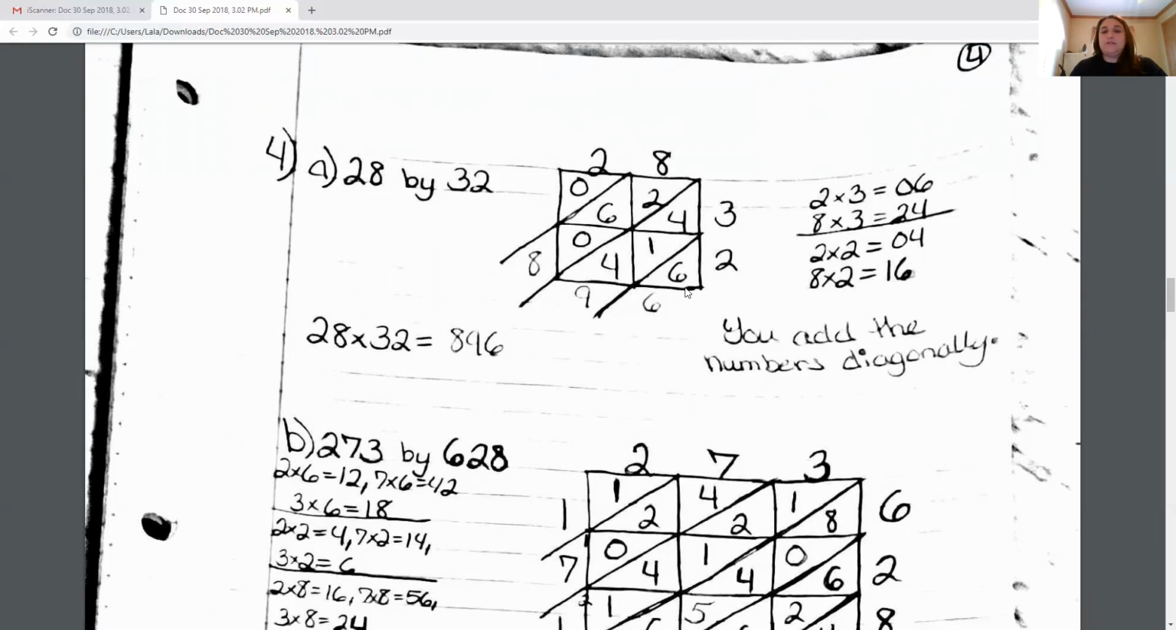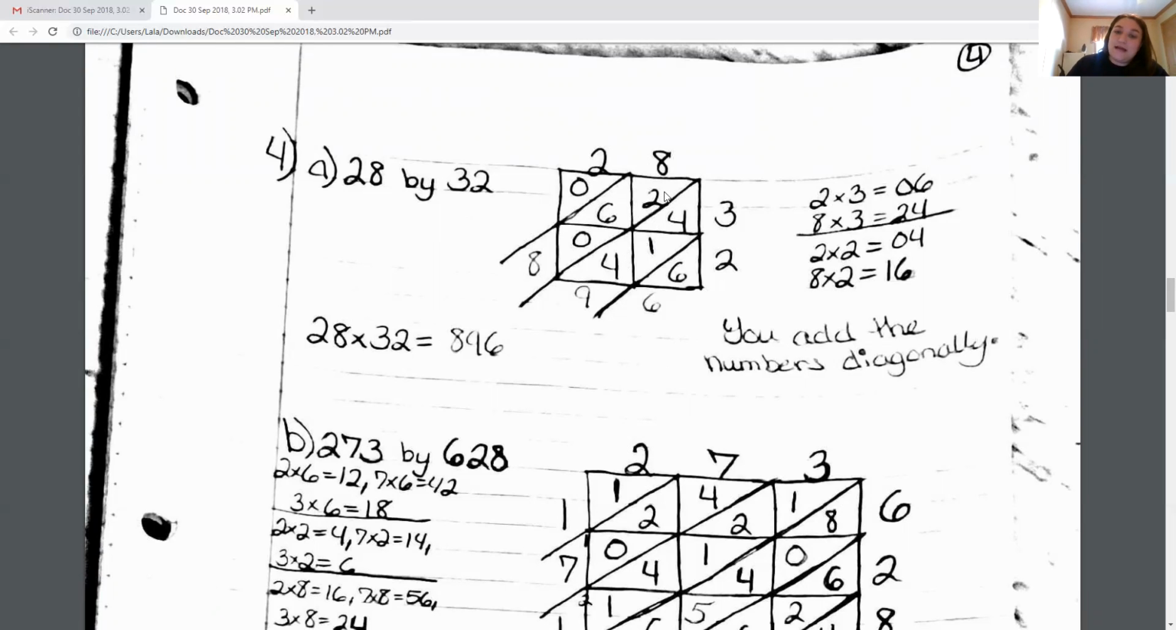How is this helping me solve this multiplication problem? Here's the fun part. You draw out these little lines that you cut your boxes in half with, and then you add diagonally, right? Oh my goodness. So 6 is right here. You just bring it down because there's nothing to add to it. Now here we have 4, 1, and 4. So 4 plus 1 is 5, plus 4 is 9.